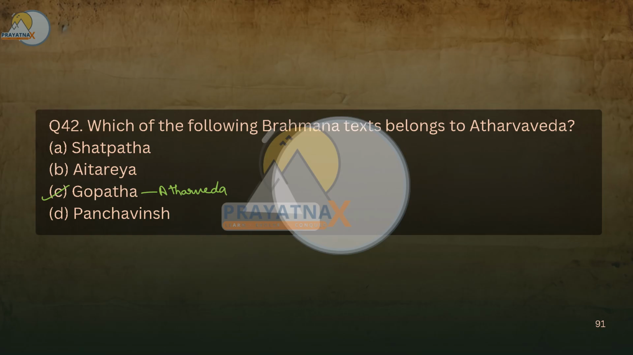As far as the other options are concerned, the Shatapatha Brahmana is related to Yajurveda, mostly Shukla Yajurveda, and Aitareya is related to Rigveda, whereas Panchavimsha is related to Samaveda. Now, moving on.